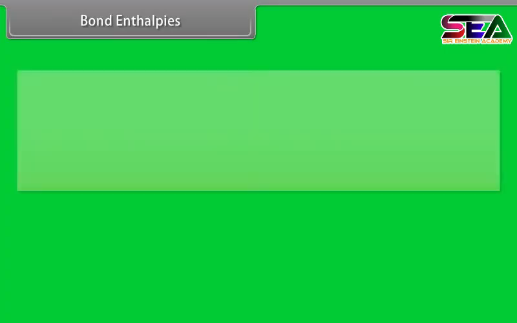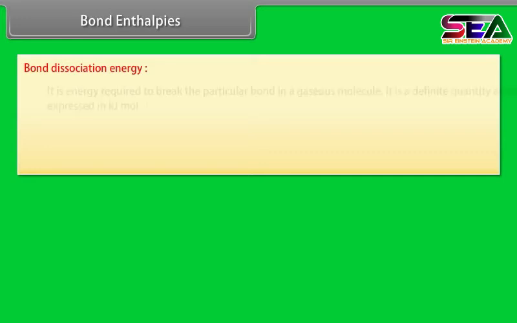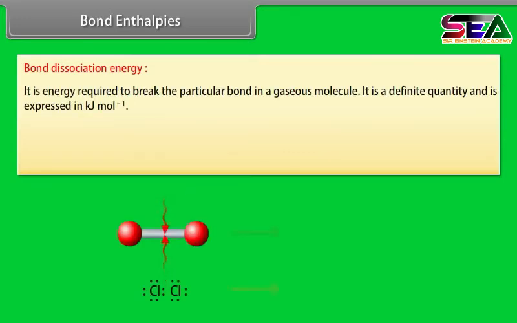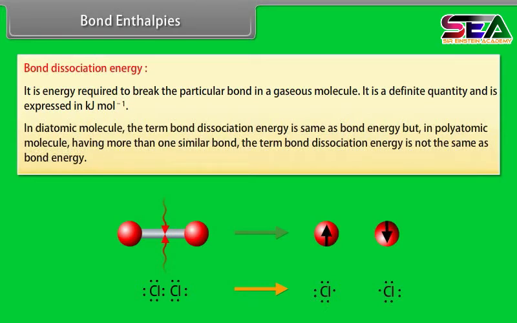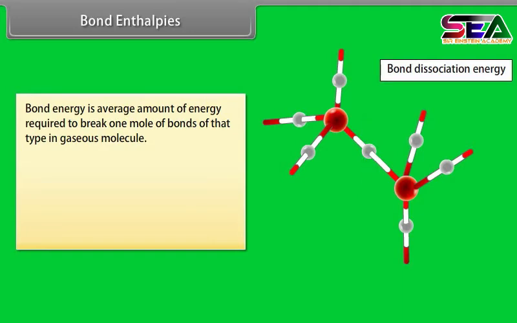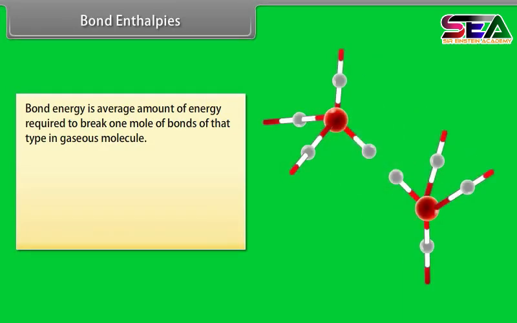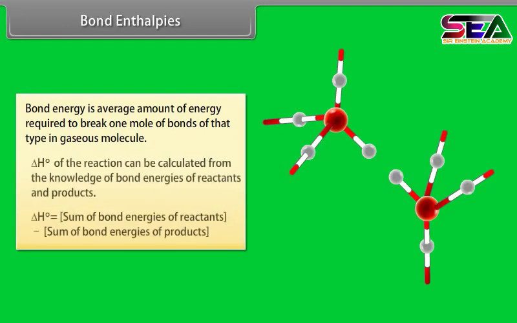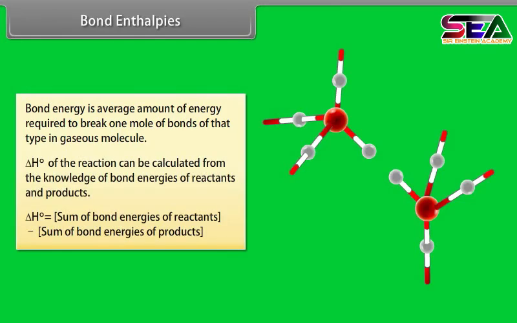Bond enthalpies. Bond dissociation energy is defined as the energy required to break a particular bond in a gaseous molecule. It is a definite quantity and is expressed in kilojoules per mole. In a diatomic molecule, the term bond dissociation energy is the same as bond energy, but in a polyatomic molecule having more than one similar bond, the term bond dissociation energy is not the same as bond energy. Bond energy is the average amount of energy required to break 1 mole of bonds of that type in a gaseous molecule. Delta H naught of a reaction can be calculated from the knowledge of bond energies of reactants and products.